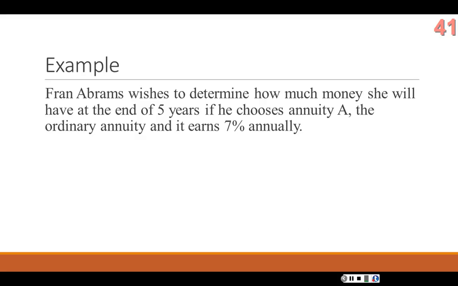So Fran wants to determine how much money she will have at the end of 5 years if she chooses annuity A, the ordinary annuity, and earns 7% annually. So again, the equal periodic cash flow here is $1,000. So we'll put this on a timeline. She's going to receive $1,000 every period for 5 years. So she's going to receive $1,000 here.